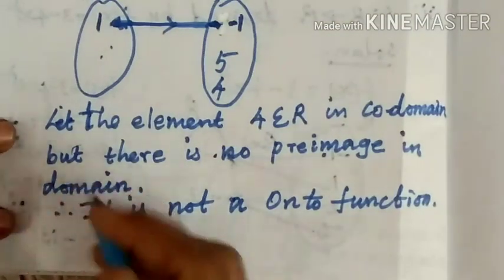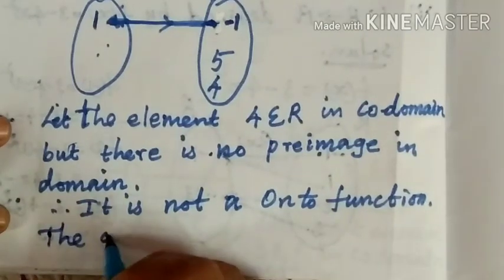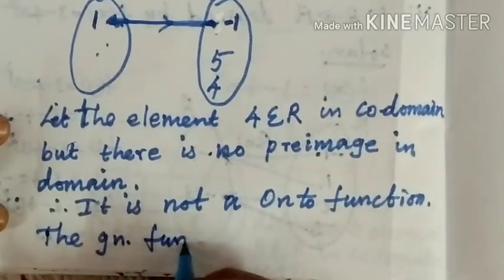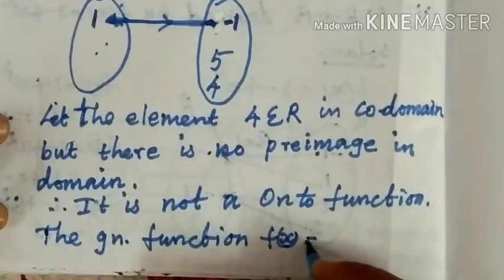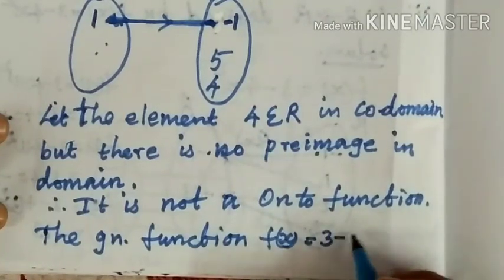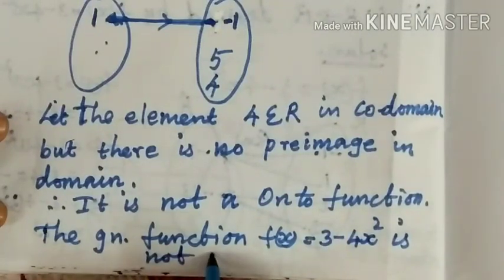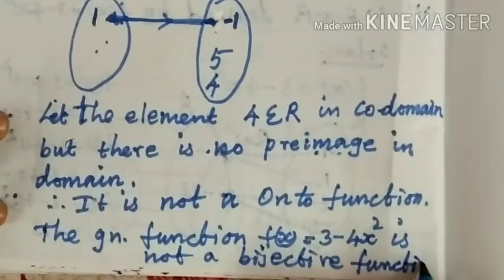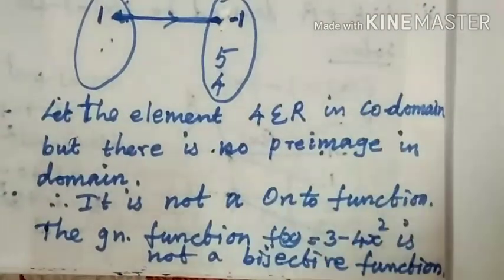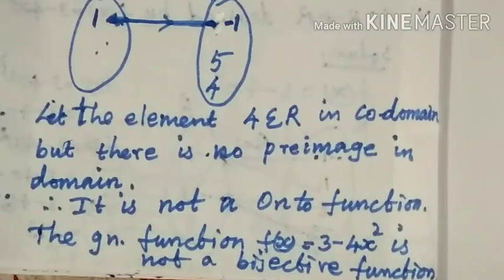Which means we get a conclusion, the given function f of x equal to 3 minus 4x squared is not a bijective function. This is the answer for the second subdivision. Now we move on to the next question.